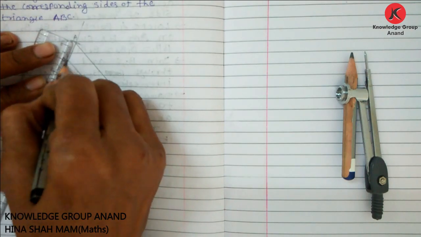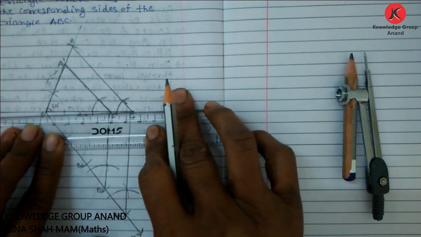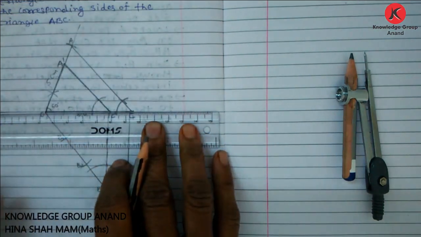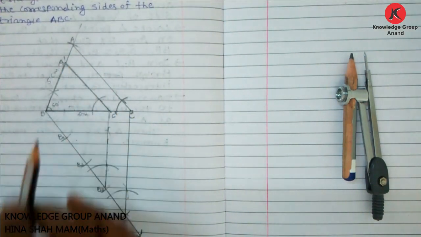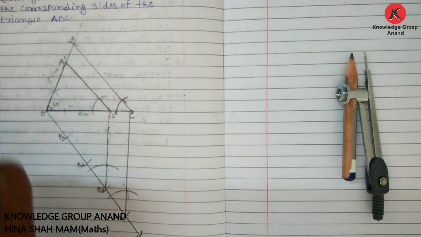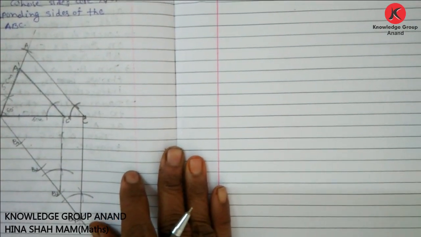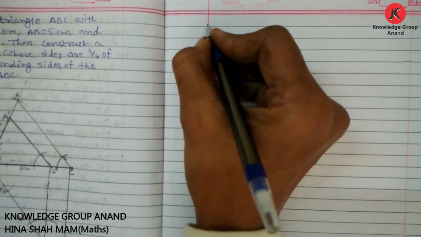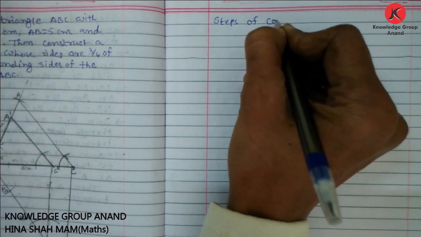Now A dash B C dash, which is our required triangle A dash B C dash, whose sides are 3 by 4 of corresponding sides of triangle ABC. Now we write steps of construction.